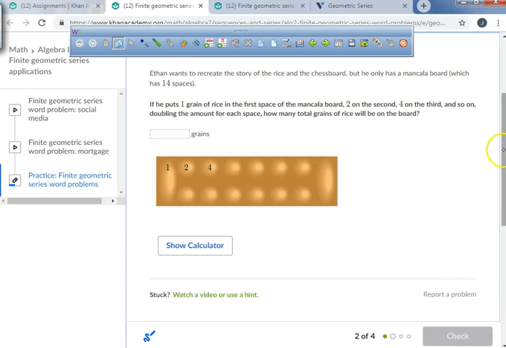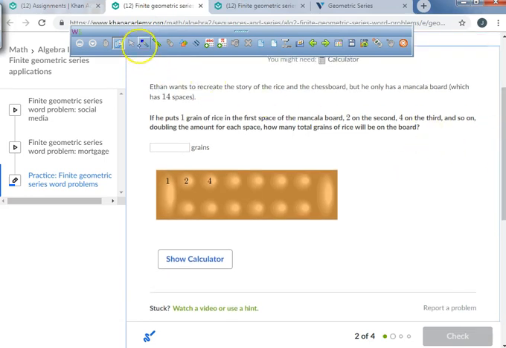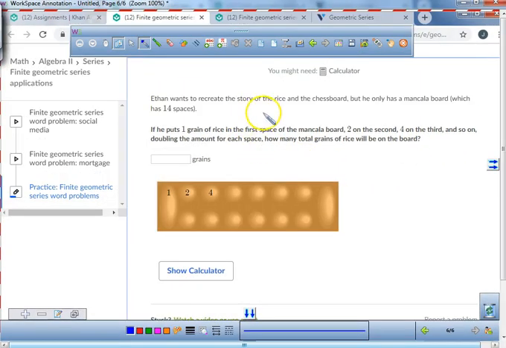Let's look at this word problem right here. It says Ethan wants to recreate the story of the rice and the chessboard, but he only has a column board which has 14 spaces. If he puts 1 grain of rice in the first space, 2 on the second, 4 on the third. So we're going to make a little pattern here, okay?